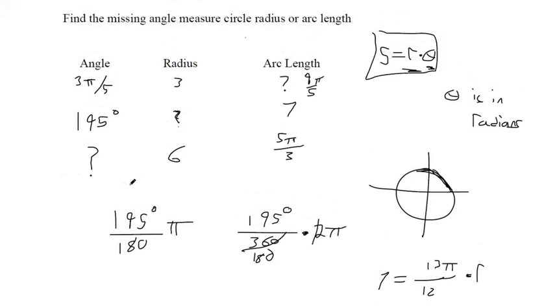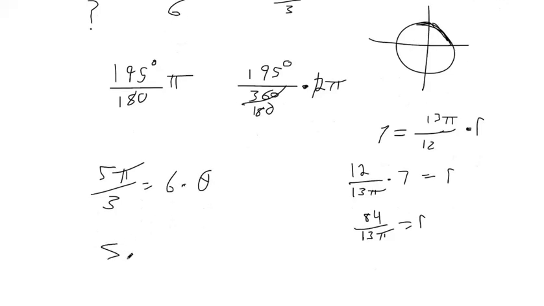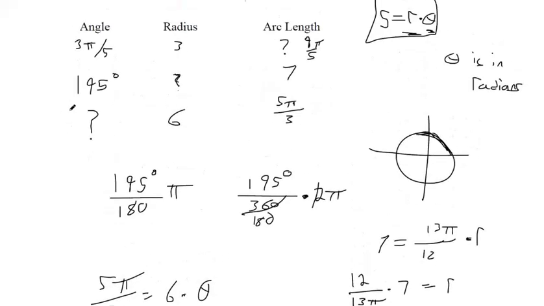The last one, we need to solve for the angle. They give us a radius of 6, and they give us an arc length of 5 pi over 3. So to solve for theta, I'm going to multiply 1/6 to both sides. So I get 5 pi over 18, and it's already in terms of pi, so that's a nice radian measurement. Okay, so that's the angle that needs to go for this one.